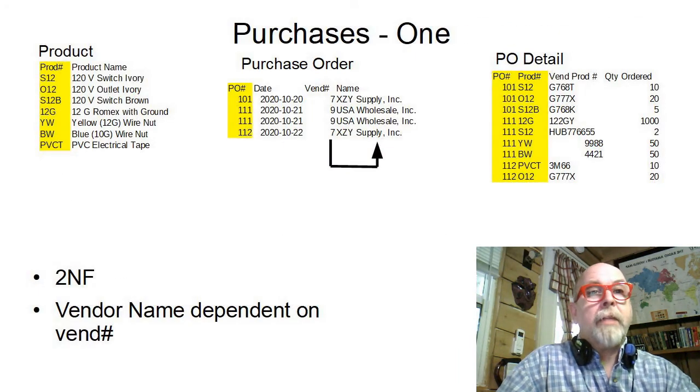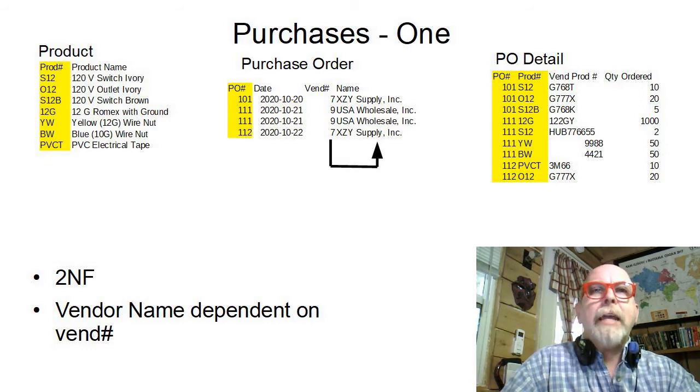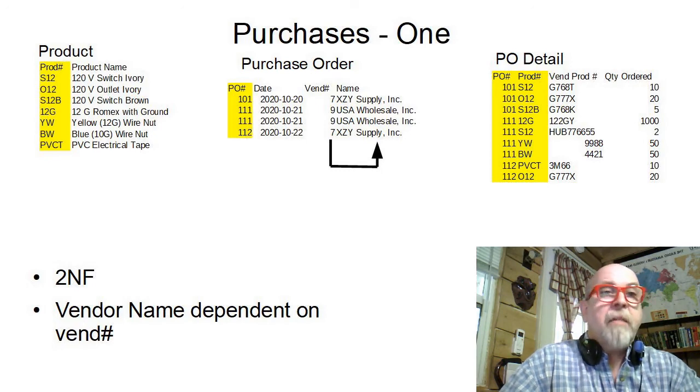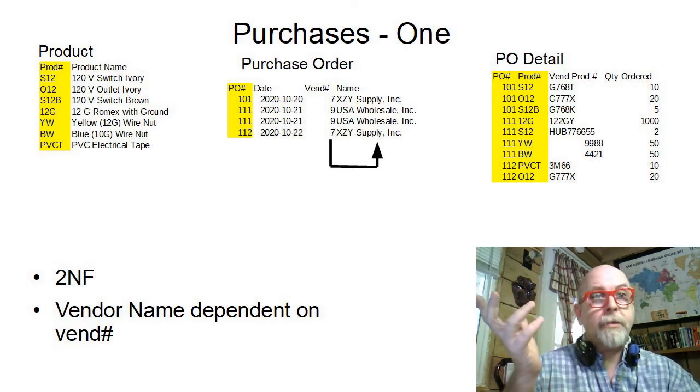Our second normalization was the purchase order. When we were done with second normal form, we had 3 tables, including the product and the purchase order detail table. Now, the easy transitive dependency that just jumps right out at me would be the vendor number to vendor name. Vendor number 7 is XYZ Supply, and it's not dependent upon the purchase order number or the product number or anything else. It's dependent upon the vendor number.